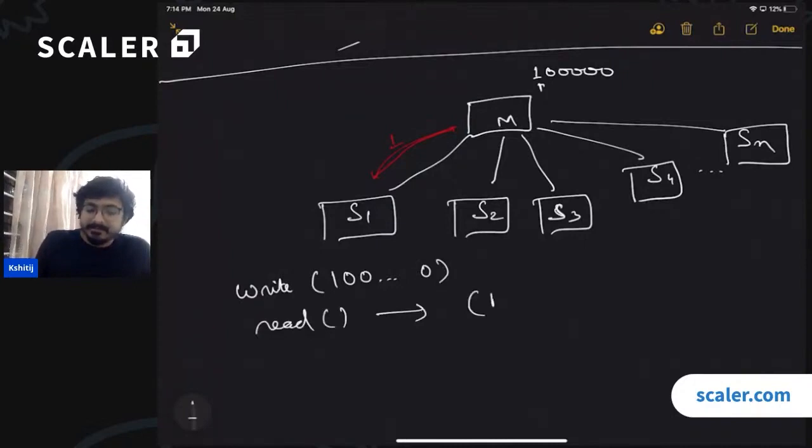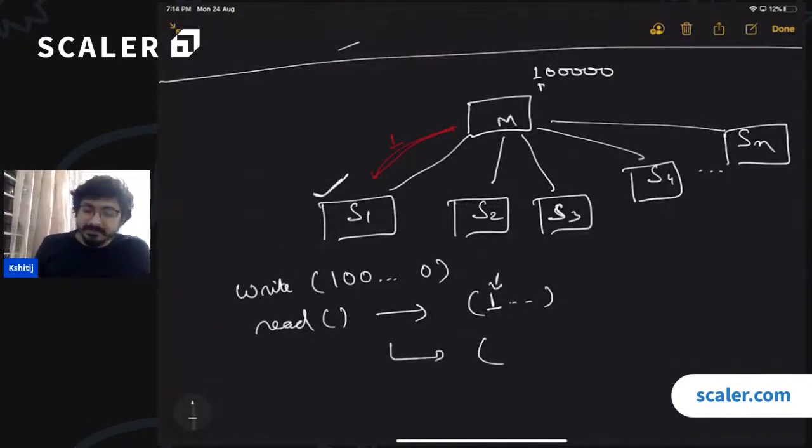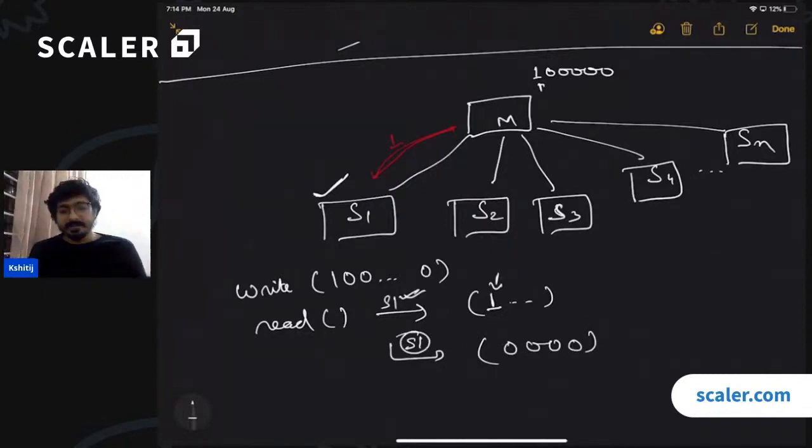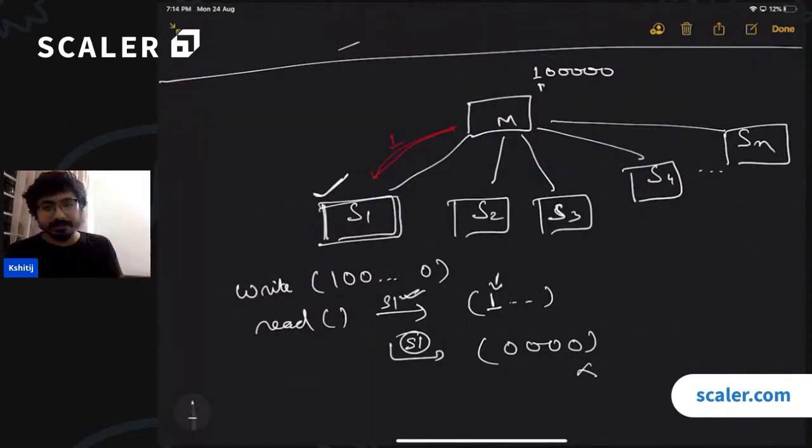If read returns a binary string of any length which has at least one bit set, can I say that S1 is not faulty? Or if read returns a string which has got all 0, can I say that S1 is faulty? Yes, because I am sending only one set bit which should go to S1, and when I do the read, it should be returned from S1. If I'm not getting any set bit, this means that S1 definitely is faulty because there was only and only one set bit in this, right?